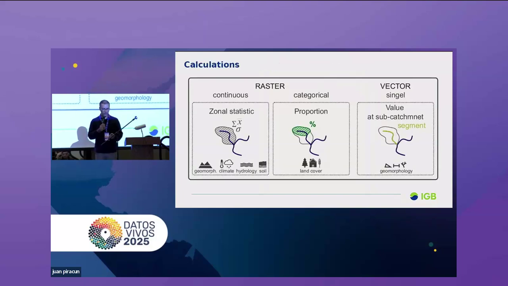And this is basically what we did. For continuous data like the climate, some hydrology, or the soils, we took the subcatchment characterized in this stream segment, and we calculated summary statistics of the values for each of these variables. In the case of categorical data like land cover, we calculated for each subcatchment the proportion of that particular land cover. And in the third case, we took the value at the stream segment, for example, the length or the stream order.